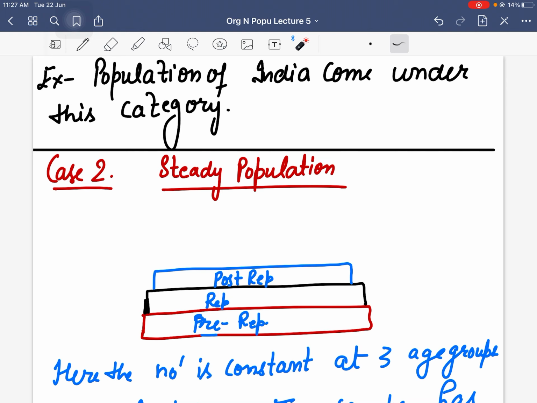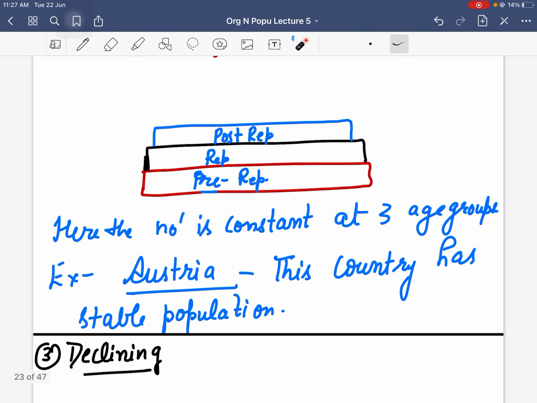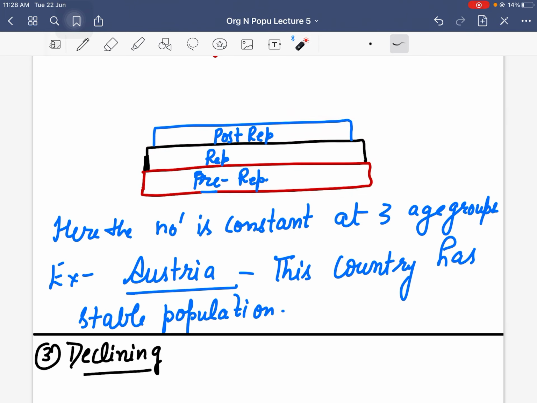Now the second case is a stable population. Stable population कब हो सकती है? When the number is constant, almost the same, in the three age groups. Pre-reproductive is almost the same as the reproductive and the post-reproductive. Austria is a country which has a stable population. Stable population वो population होती है जिसमें pre-reproductive, reproductive and post-reproductive almost have the same number of individuals. ऐसा नहीं है कि पोस्ट रिप्रोडक्टिव वहाँ पे बहुत ज़्यादा हैं और प्री रिप्रोडक्टिव बहुत ही कम है. No, this is not the scenario. They are almost constant across the three age groups.